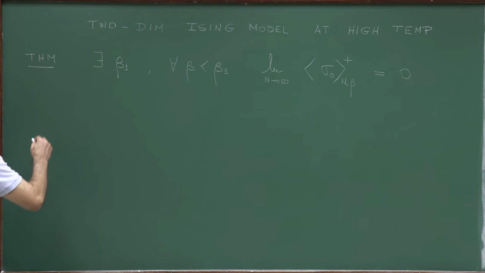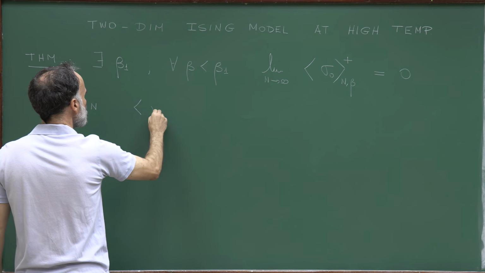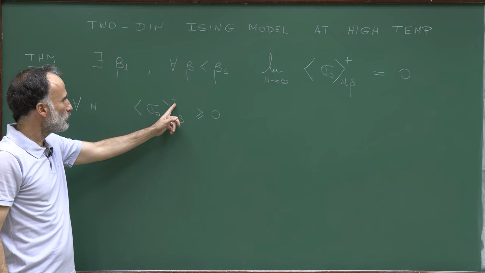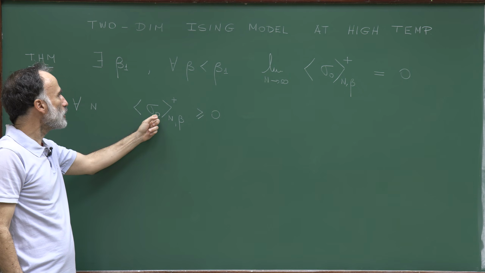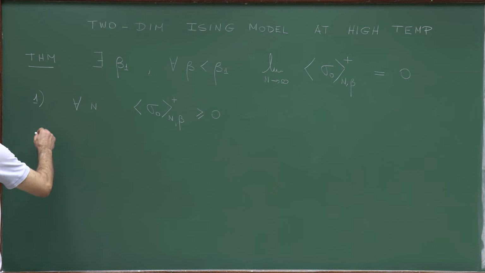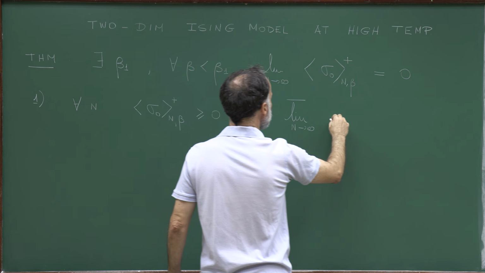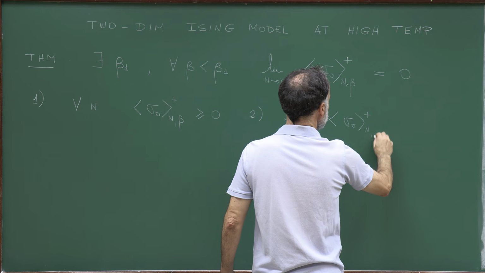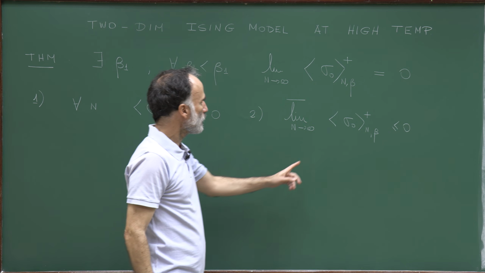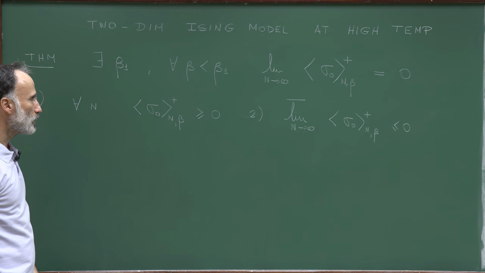And we will prove that in 2 steps. First, we will prove that for all n, this expectation, sigma 0 under the measure on lambda n at beta with plus boundary conditions, is non-negative. The fact that you have plus boundary conditions gives a higher probability of the spin to be +1 than -1, and for this reason, this expectation will be non-negative. Then the second step will be to prove that the limit sup as n tends to infinity of this quantity is less or equal to 0, provided beta is sufficiently small. So in the first part of the lecture, I will prove this inequality, which is the difficult part in the proof of this theorem, and then I will show that this inequality holds at the end.